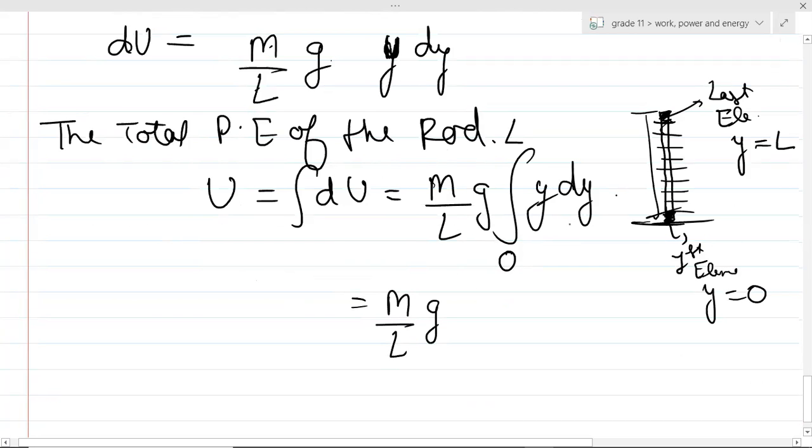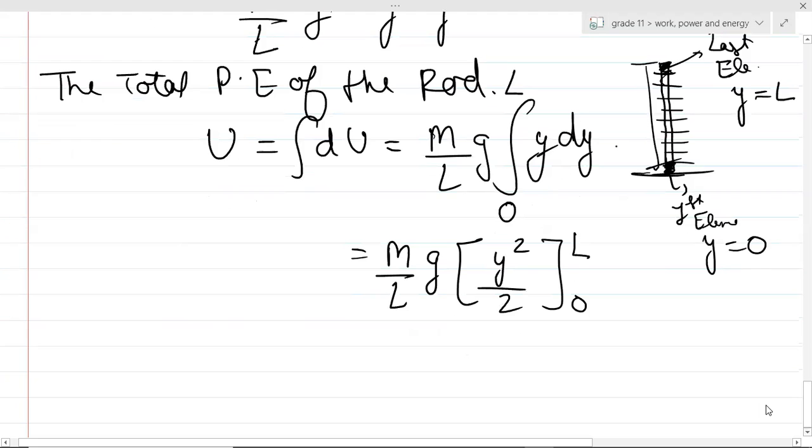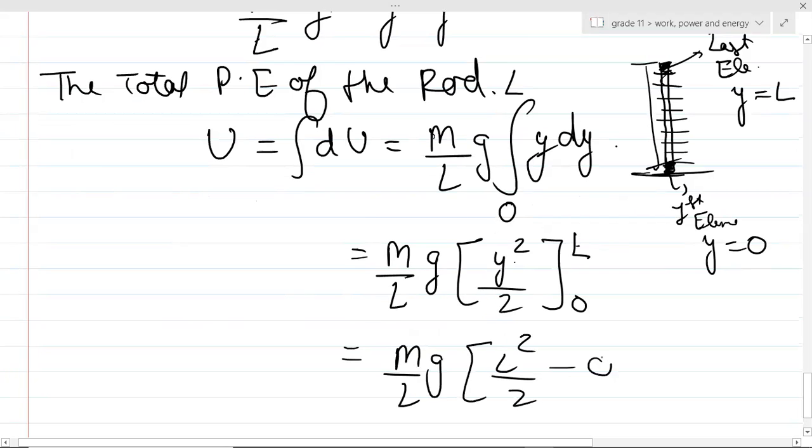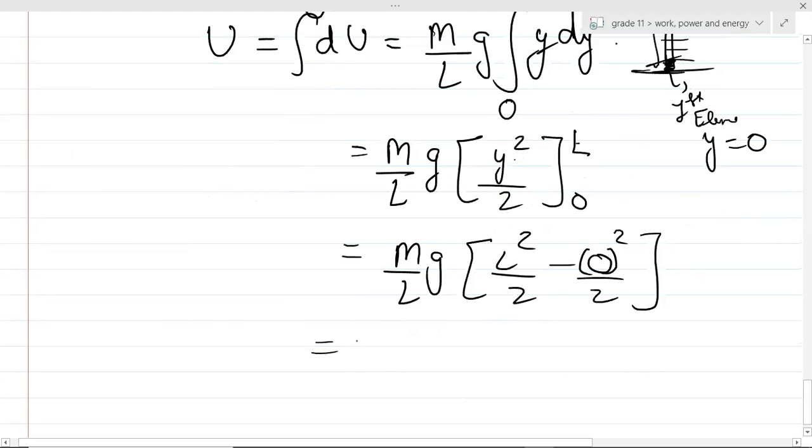Now when you integrate M by L g y dy, can anyone tell me what is the integration of y? Y square by 2. Those who forgot integration, please revise it again. So M by L into g, then I'll put the limits: L square by 2 minus 0. So this will be M g L square by 2.